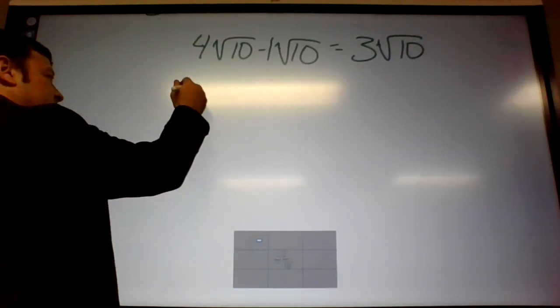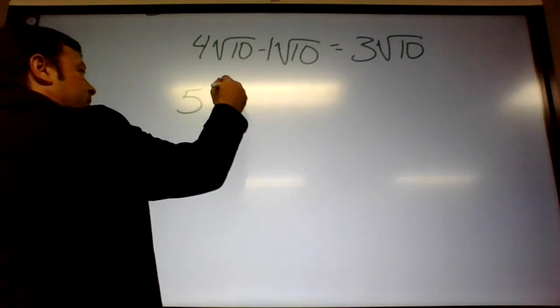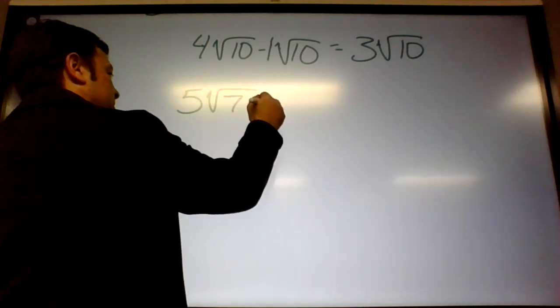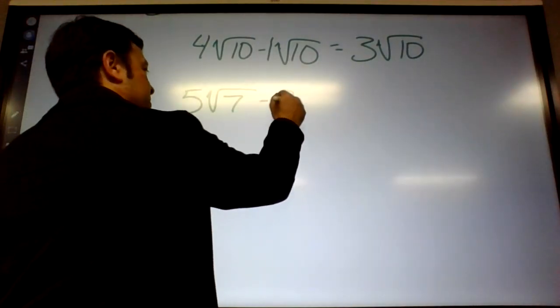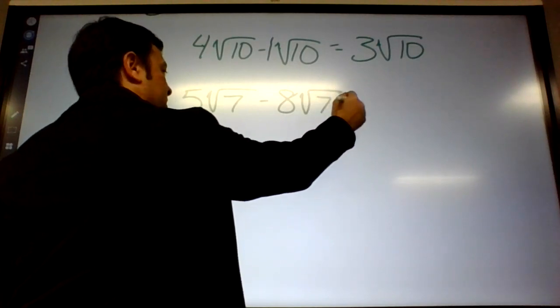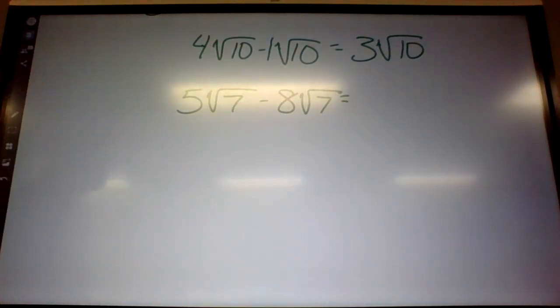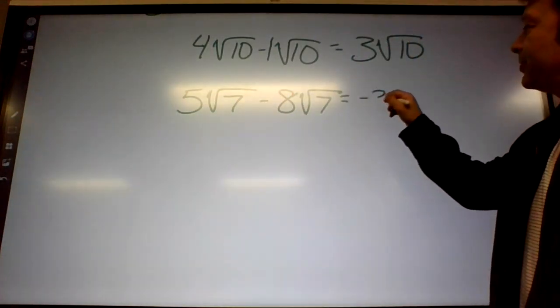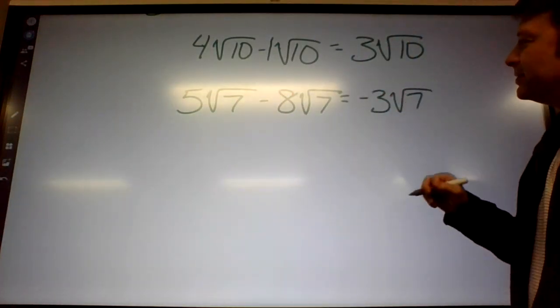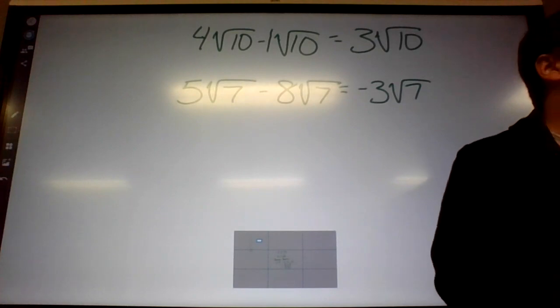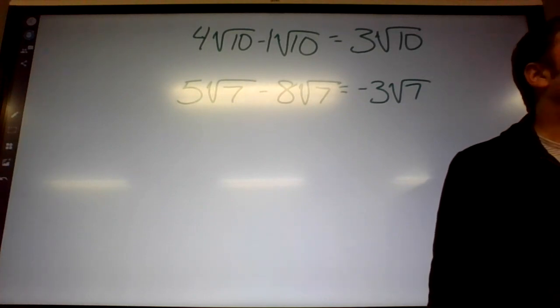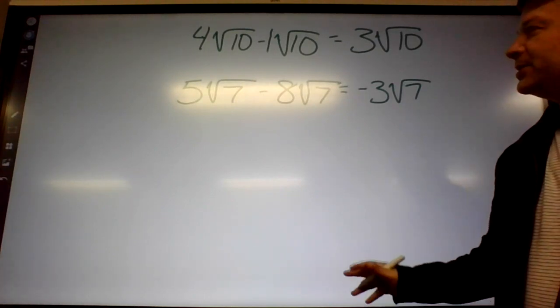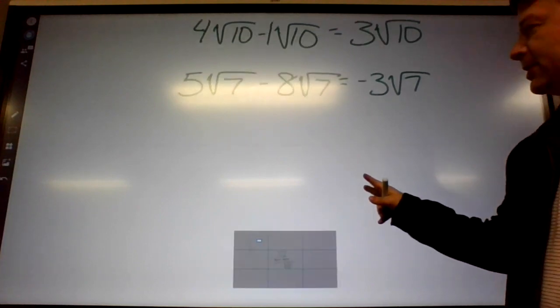Okay, we'll do another one. Try this. How about 5 square root of 7 minus 8 square root of 7? Luke, what do you think that would be? Negative 2 square root of 7. Close. Negative 3. Yeah, there you go. Negative 3 square root of 7. Mr. Jordan, what happens if the square roots are different? If the square roots are different, they don't mix.